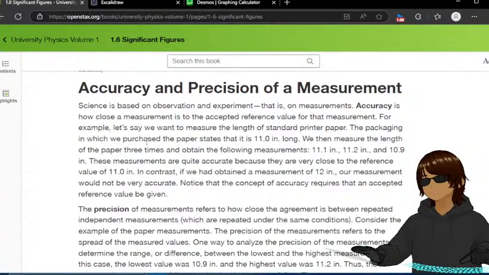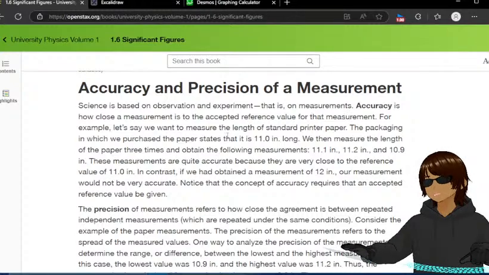Science is based on observation and experiment, that is, on measurements. Accuracy is how close a measurement is to the accepted reference value for that measurement. For example, let's say we want to measure the length of standard printer paper. The packaging in which we purchase the paper states that it is 11 inches long. We then measure the length of the paper 3 times and obtain the following measurements: 11.1, 11.2, and 10.9 inches.